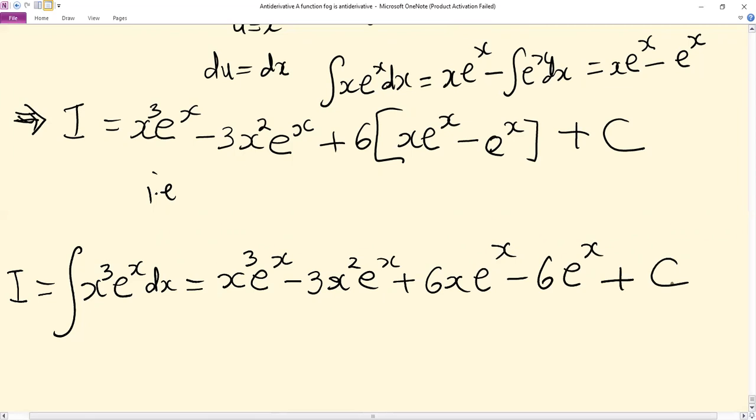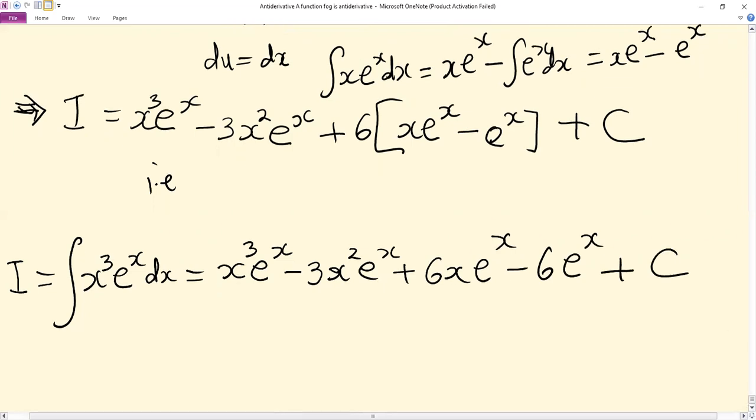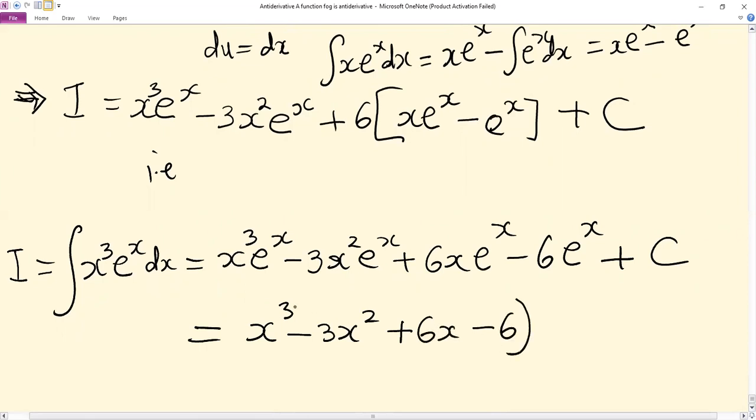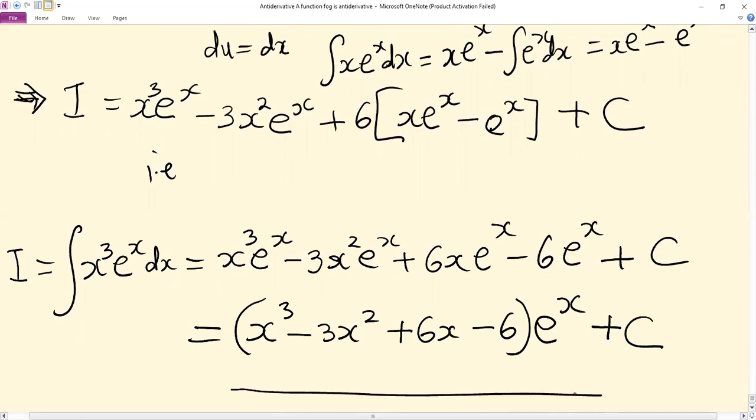So that's what I get. And you see every term here has an e raised power x. So I can write it as x power 3 minus 3x squared plus 6x minus 6. And then I multiply by e raised power x. And then I say plus the constant of integration, c. So that's how we solve those 4 problems.